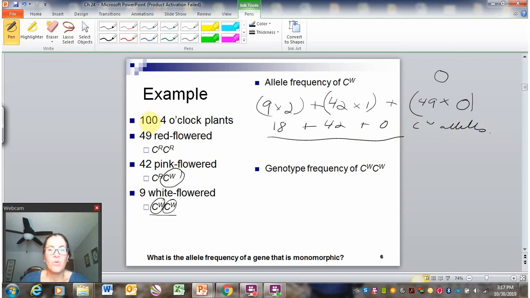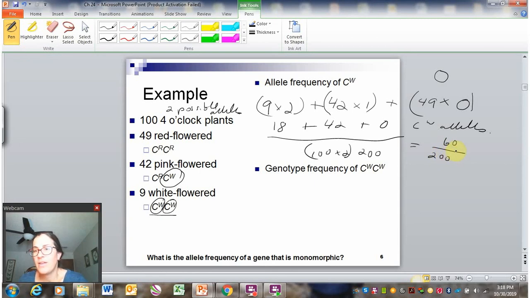And if I have 100 total plants, each one of those plants has 2 possible alleles. So the total number of alleles is 100 times 2, which is 200. So let's add this together. 42 plus 18 is 60, so 60 over 200. If I reduce that, 30 over 100, which is equal to 0.3. So the allele frequency of CW is 0.3.